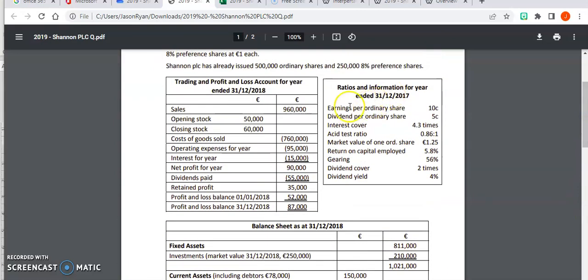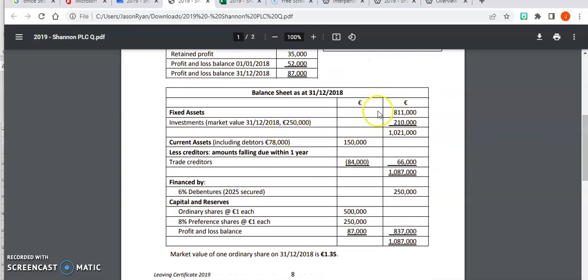The right hand side then, the ratios we need to calculate for part B, which is the commenting section. So the EPS, the DPS, interest cover, asset test, market value of one ordinary share, return on capital employed, gearing, dividend cover, and dividend yield. And this here is the information that we have for a trade and profit and loss account. And this here then is our balance sheet.